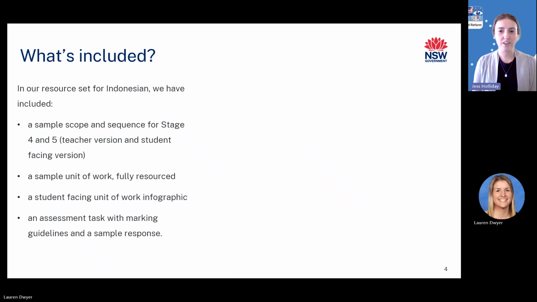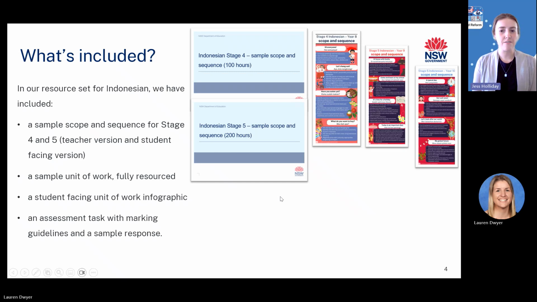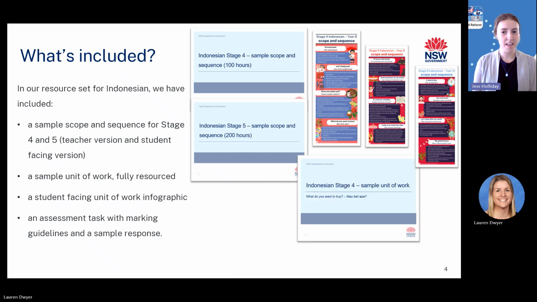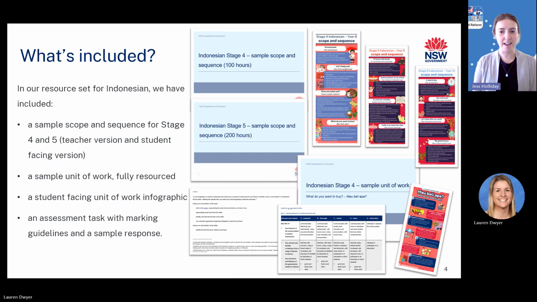Included in the Indonesian resource set is a scope and sequence for stage 4 and 5, including a teacher version and a student-facing scope and sequence infographic, a unit of work with over 45 accompanying resources, a student-facing unit of work infographic, an assessment task with marking guidelines, and a sample response. It is important to note that each of these inclusions are samples and not a directive of what to teach. We have provided each of these elements so you can see how the new syllabus can be applied to stage 4 and 5 Indonesian and to support you in your teaching and planning.